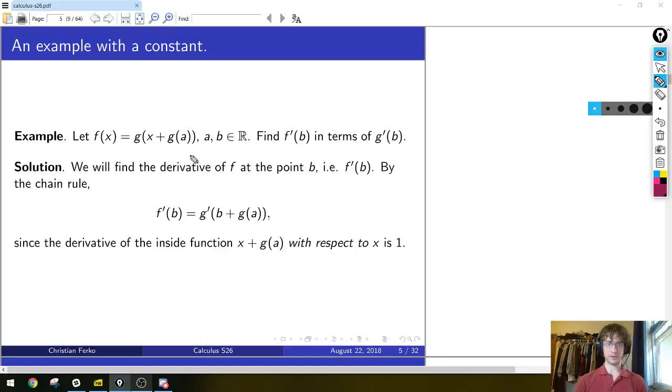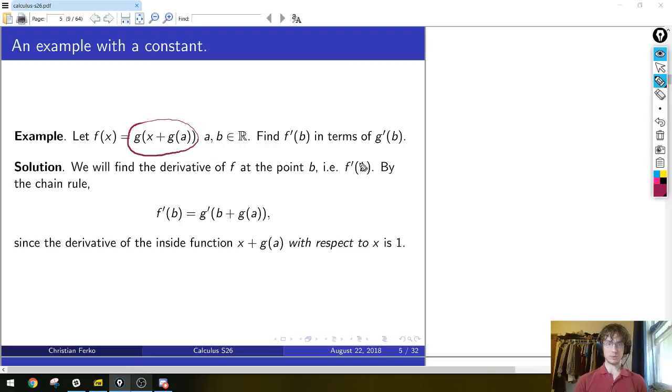So here's the solution. As requested, we're going to find the derivative of f, this function, at the point b. So we use the chain rule. We take the derivative of the outside function with respect to its argument, the inside. So this is g prime, and then the inside is left alone, which means that's x plus g of a, where g of a is a constant.